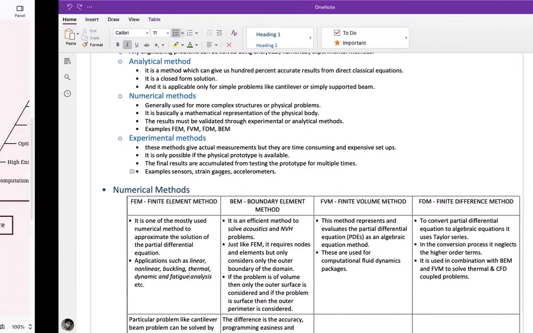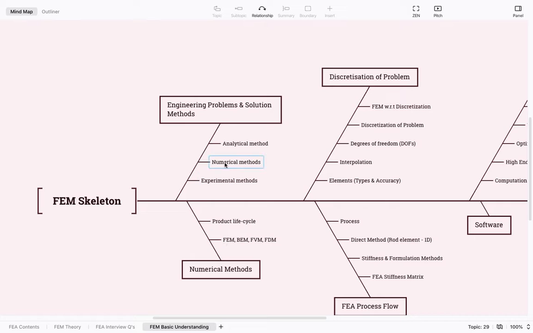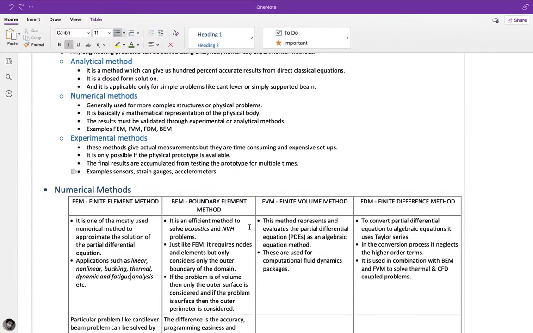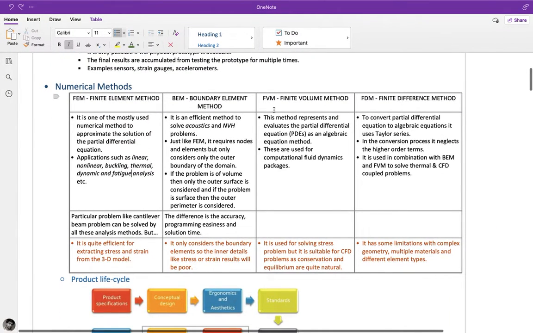So next one is the numerical method. So we are talking about the numerical method. What does the numerical method mean, what types of numerical methods are there, and what is the role in the product life cycle? In numerical methods there are basically four types. First one is the finite element method, second the boundary element method, third the finite volume method, fourth the finite difference method.